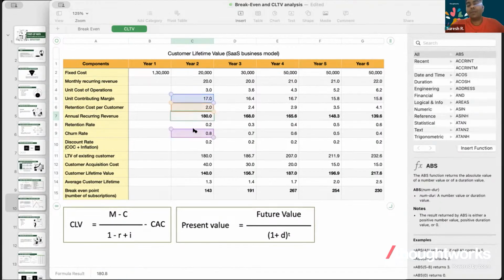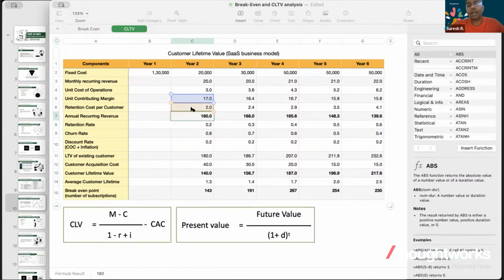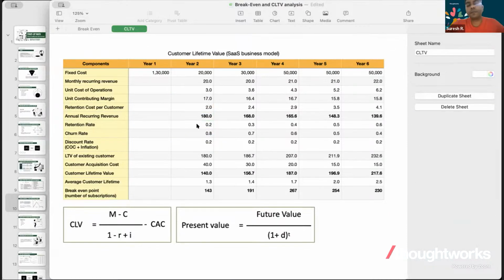So what's my annual recurring revenue? It's a straightforward computation. I'm just going to take the margin contribution per month and multiply it for the year, and I'm also subtracting the retention cost that I'm spending. This is the top half of the formula. What is my margin minus retention cost? I've got my annual recurring revenue.